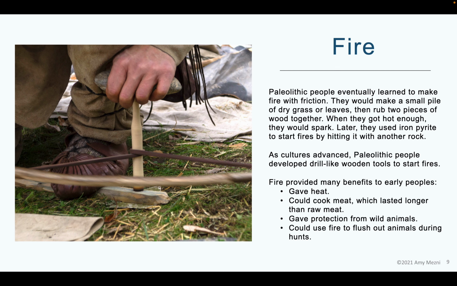Later, they'd use iron pyrite to start fires by hitting that with another rock to create a spark, and that would then be put into the tinder bundle as well. So again, the technological advances we start to see with things like the bow drill, but we know the benefits of having fires, that of course it gave heat when things were cold. You could heat up your body as to not use up as much energy. They could cook their meat, which lasts longer. Wild animals, they don't like the smell of smoke. The fire would keep them away. And then they could use fire to flush out animals during hunts, so essentially to scare them or push them out of a particular area.